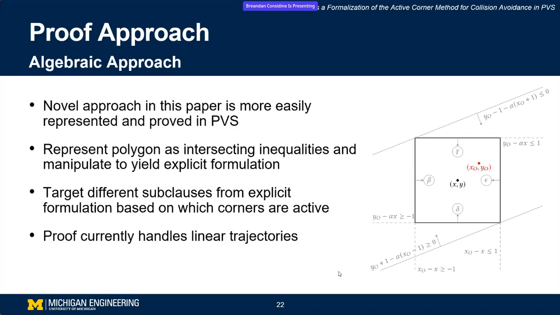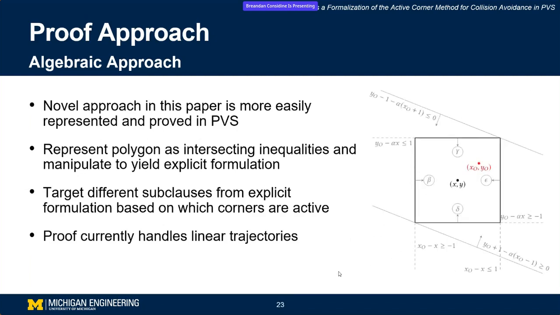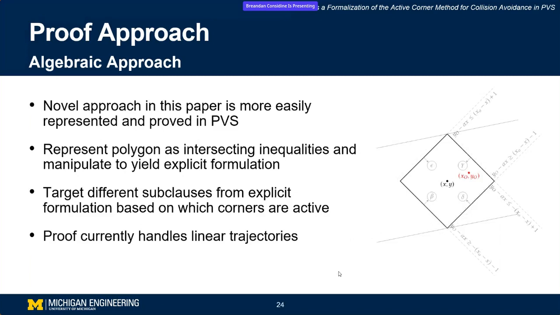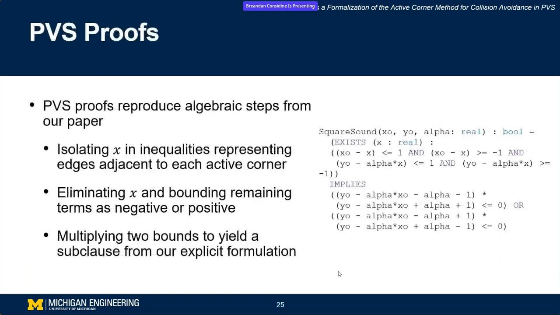If you want to reason about the active corner trajectory in this property, you're going to use the equations that represent the edges adjacent to it. Similarly, if we have motion directed downwards now, you're going to look at a different pairing of edges that represent, say, the edges adjacent to this active corner and that active corner for motion that's directed down to the right. We have this in our paper for diamonds as well as squares. More recently, we've gotten results for a hexagon, and we're working on some asymmetric polygons as well to generalize this approach. So our PVS proofs basically are reproducing the algebra that's in our paper, in our proofs.